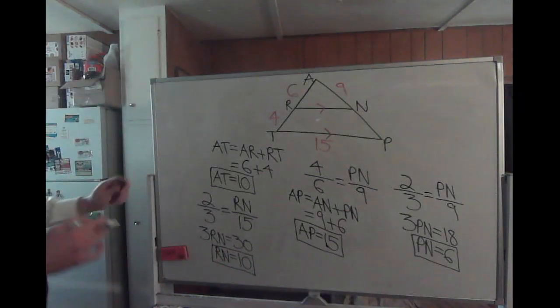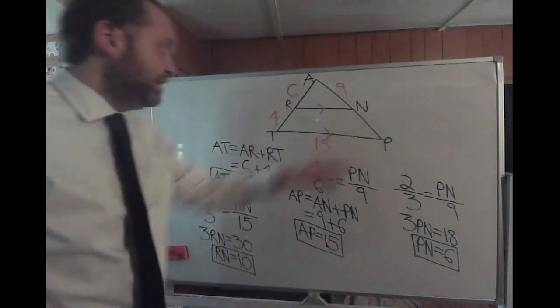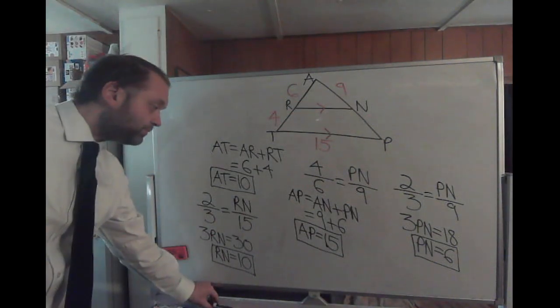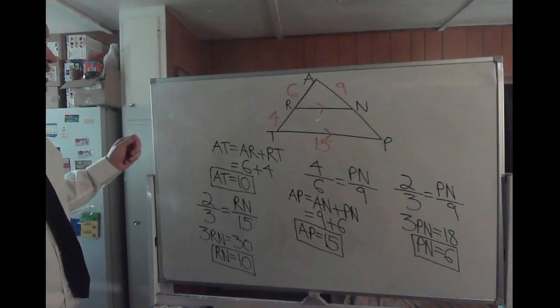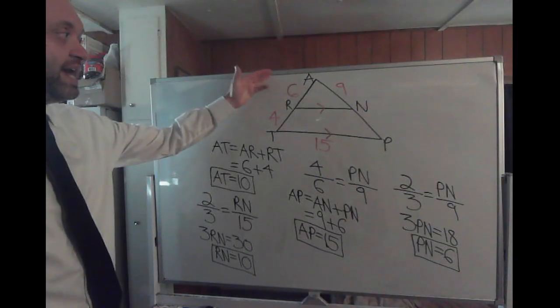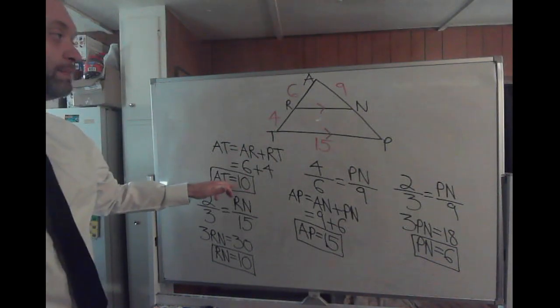So you'll get some puzzle problems like this where you'll have to solve for all the missing lengths. So RN ultimately would have a length of 10. Of course, to find AT, which was one of the missing lengths, you just add the lengths of AR and RT together. 6 plus 4 gave you 10.